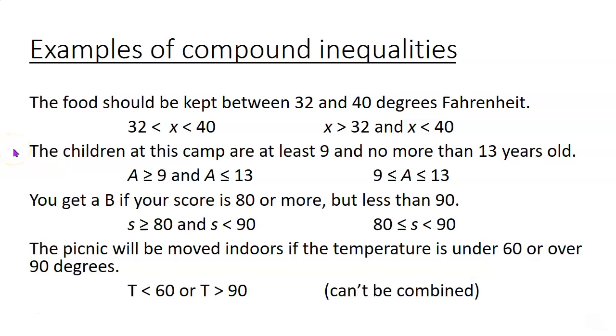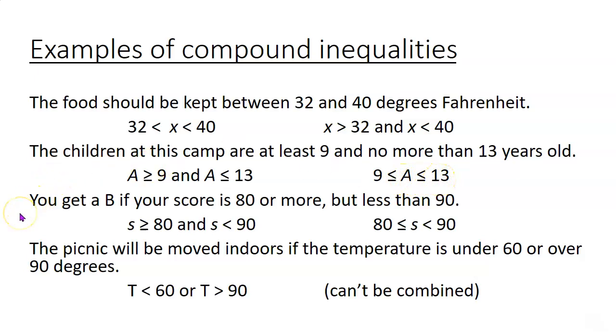The children at this camp are at least 9 and no more than 13 years old. One way to write that is to say their age is at least 9, greater than or equal to 9, and the age has to be less than or equal to 13, no more than 13. We can also combine those like this. Put the age in the middle between the 9 and the 13 so that it's greater than or equal to 9 and less than or equal to 13.